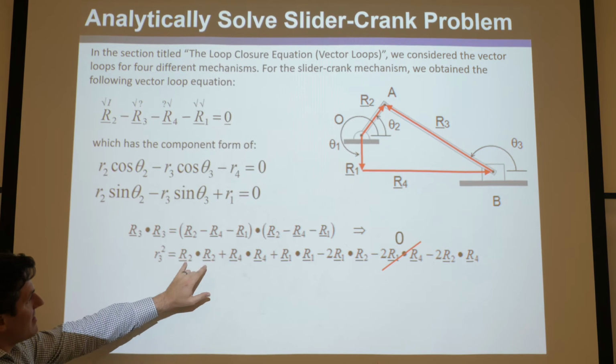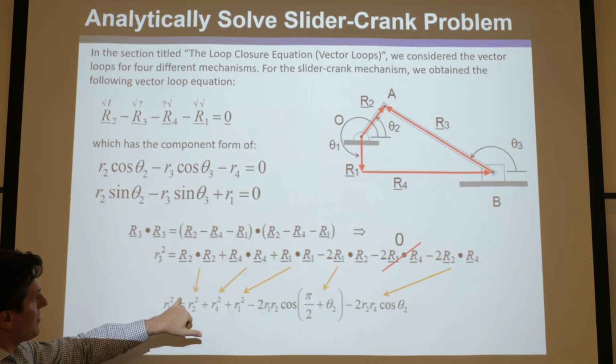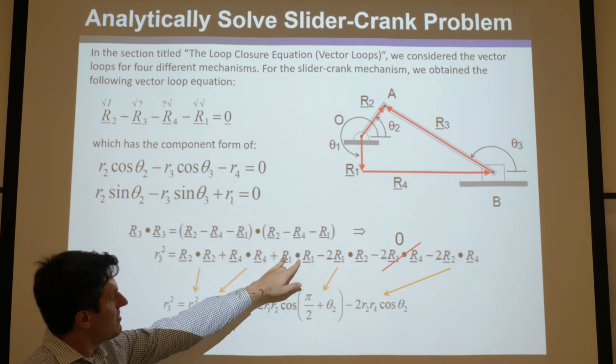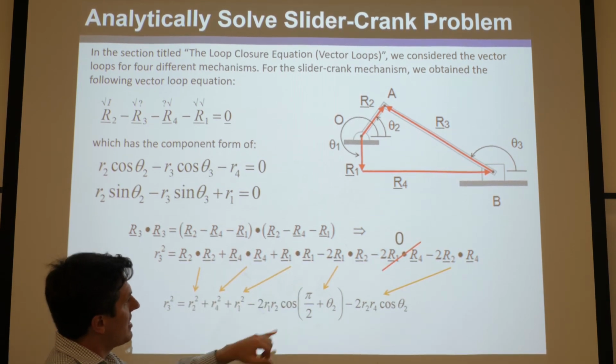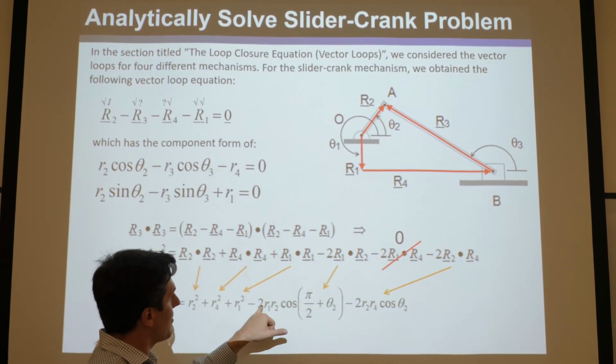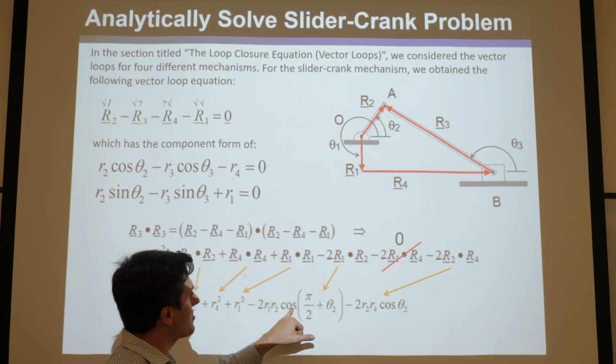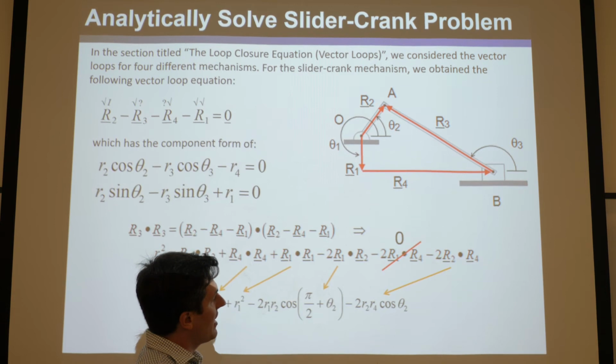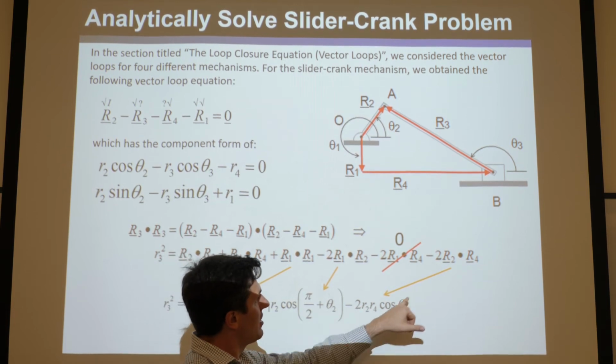So let's simplify these. Again, these two are dotting themselves, so this one goes to R2 squared. These are dotting themselves, it goes to R4 squared. These are dotting themselves, it goes to R1 squared. And then you can see that these go to 2 R1 R2, cosine of the angle between them, which is theta 2 plus pi over 2. And then this one is 2 R2 R4.